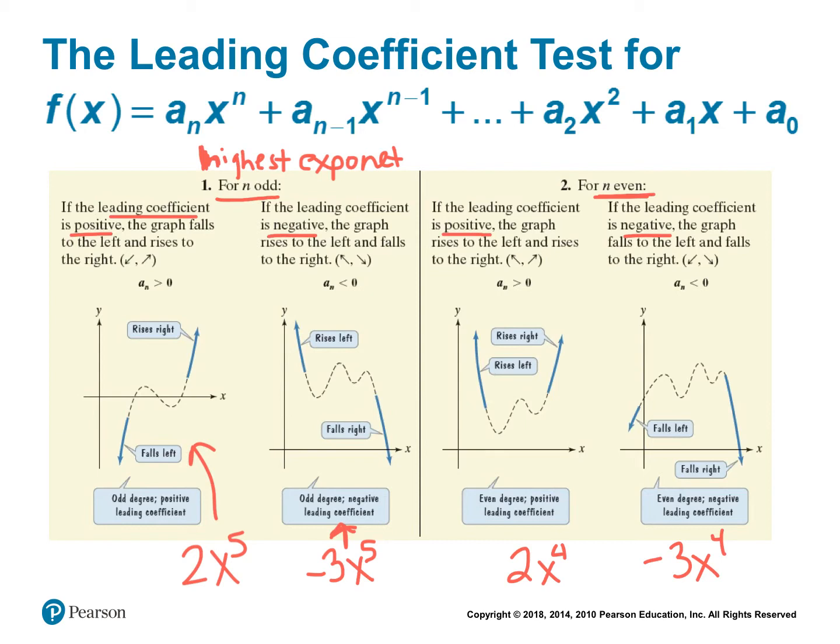The odd one, you can think of it as an odd looking graph because it falls on one end, rises to the other end. I would just try to think of some easy ways to remember these. I think the even one is easier. Positive means it's going to go upward, negative means it's going to go downward when you look at that leading coefficient.